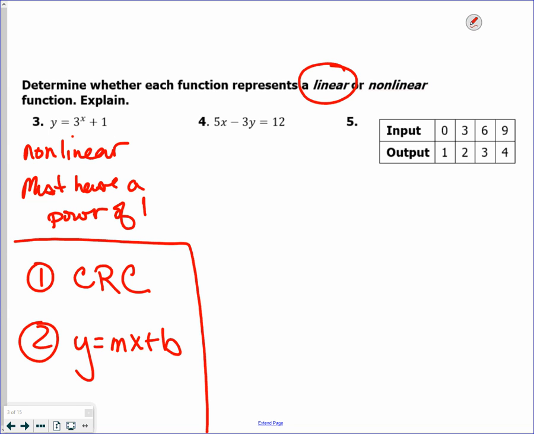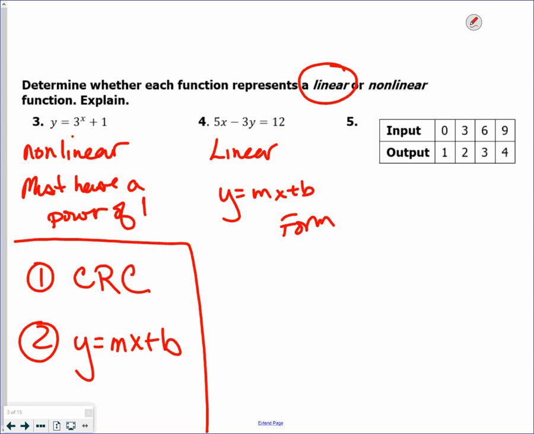The second one, I can make that into the y equals mx plus b form. Each of the exponents is to the first power. So this one is considered linear. And I would put y equals mx plus b form.